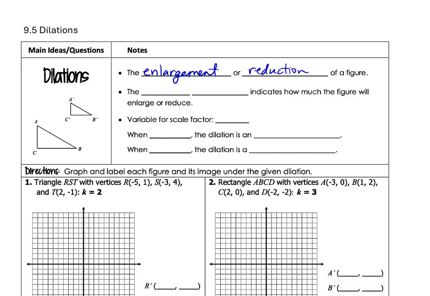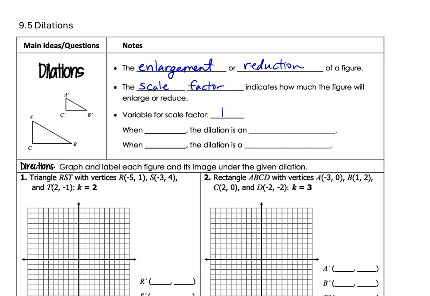What helps us figure out which happened is something called the scale factor. We've talked about scale factors before. That's just the amount that you're enlarged by or the amount that you are reduced by. And the variable that often shows up for scale factor is the letter K. So if you see this letter K, like we have down here, K equals 2, K equals 3, you need to understand what that number means to be able to say, well, that's an enlargement and that's a reduction, right? They're different numbers depending on what K is.